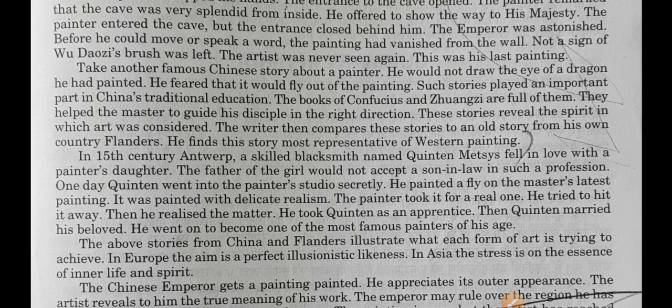And the next day, when the father of the girl, the painter, came there, he took the fly as a real one because he tried to hit it away, and then he realized what the matter was. And later on, when he came to know that it was the miracle done by Quentin, he took Quentin as an apprentice. Then Quentin married his beloved, and he went on to become one of the most famous painters of his age.